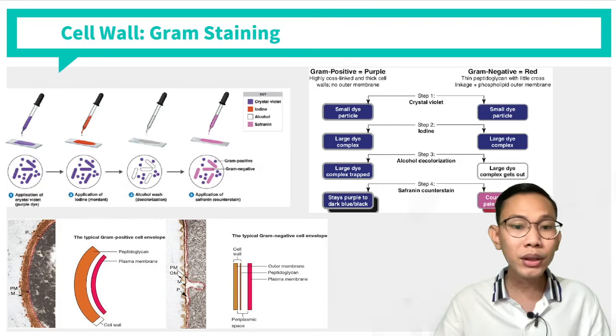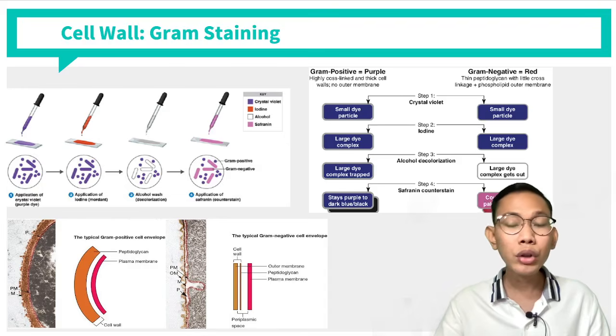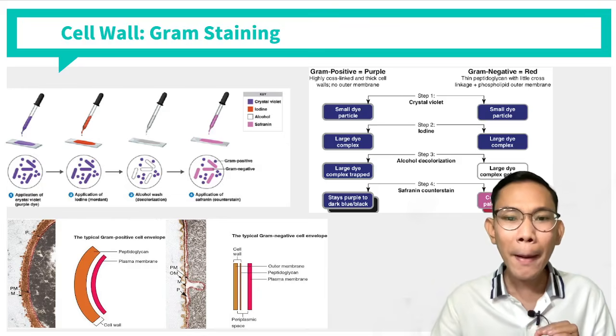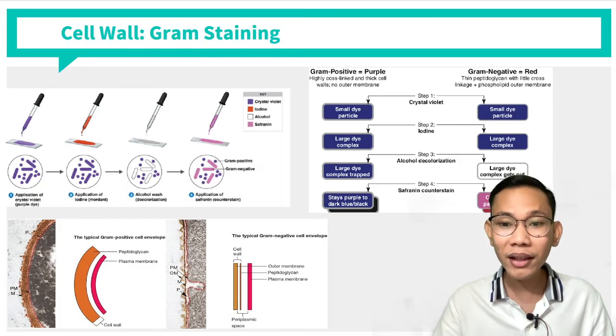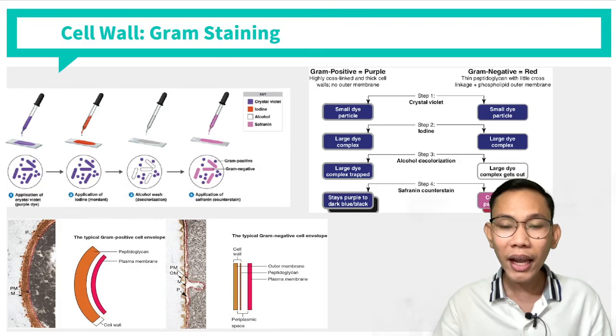You wash that, put alcohol. You wash that and put your safranin, and you check that in your microscope. Again, meron tayong 4 na reagent: crystal violet, iodine, alcohol, and your safranin.